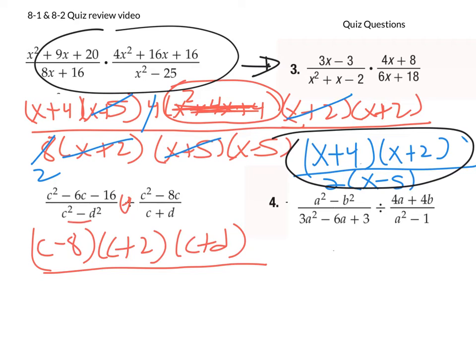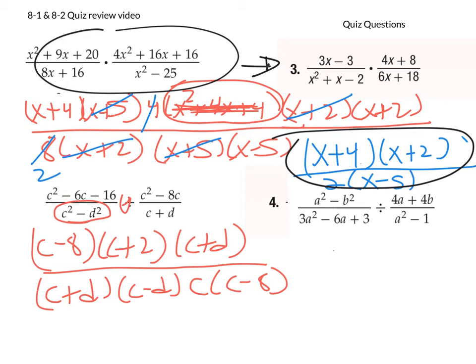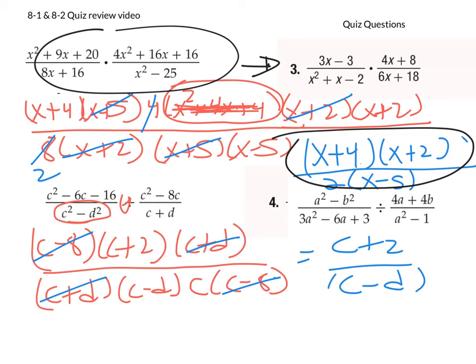And now I'm going to do the same thing. This right here is factored as a difference of squares, which is c plus d, c minus d. And this right here is a greatest common factor, c minus 8. Now I'm going to cancel out what's alike on top and bottom. C minus 8 cancels. C plus d cancels. And I'm left with a c plus 2 on top and a c minus d with a c on the bottom. So there's my answer to this problem.